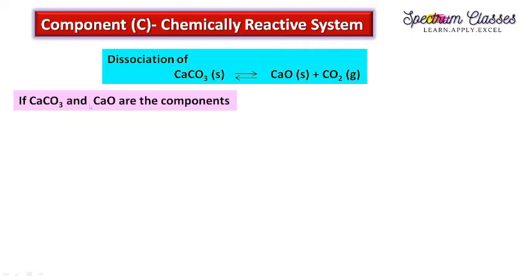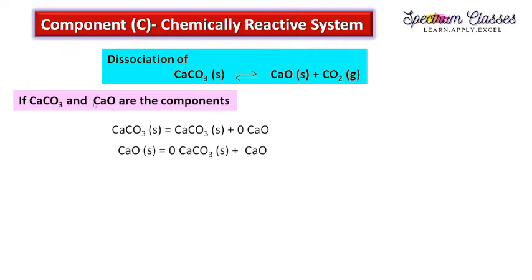If the two solid phases, calcium carbonate and calcium oxide, are known to us, then we can fix the third one. How can we fix that? If calcium carbonate is known to us, it means it is pure calcium carbonate, with no calcium oxide. Coming to calcium oxide, if it is known to us, it means no calcium carbonate is there, only the pure calcium oxide phase. Now on subtracting these two, we get carbon dioxide as a gas. So this is how it is given in the textbook.